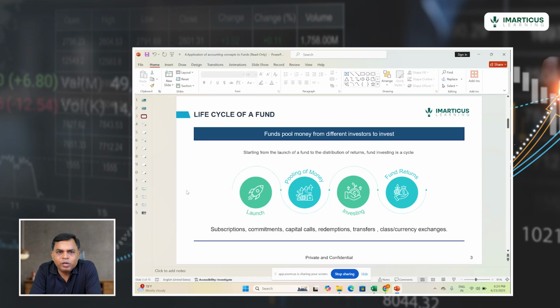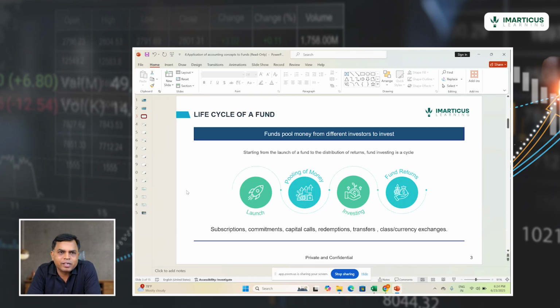The second is pooling. Across the investors, the fund raises the capital and pools the money. That is the second stage of the fund life cycle. The third stage is investing. All the money collected, the fund manager or investment manager invests in various securities, depending on whether it's a mutual fund, a hedge fund or a private equity fund. The investments are made across different asset classes like equities, fixed income, cryptos, commodities, real estate, etc.